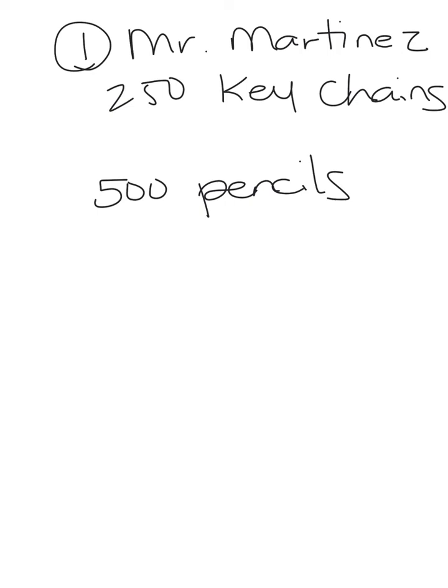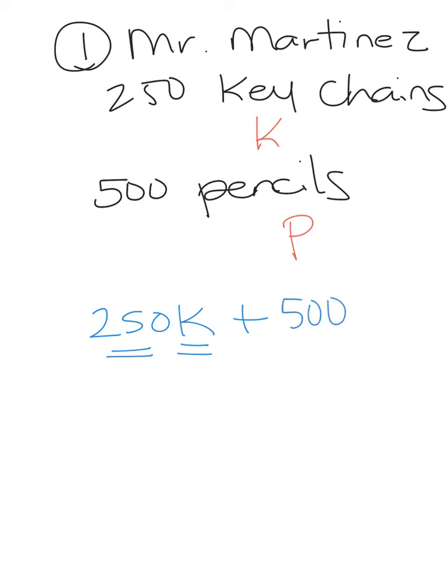Let K be the cost of each keychain, and P is the cost of each pencil. So now I have to think about this a little bit. If I have 250 keychains and they cost K, whatever K is, cents or dollars, then my expression is going to be 250K. 250 is the number I have, and K is the cost of each keychain. Now I'm also ordering pencils, so I need a plus there. We're going to do the same idea. 500 is the number of pencils, and P is the cost of pencils. So my algebraic expression is going to read 250K plus 500P.